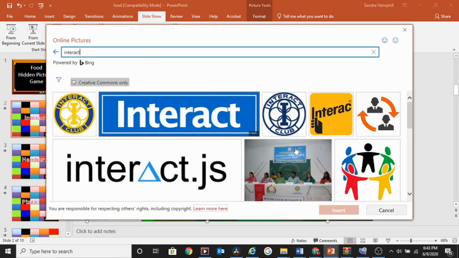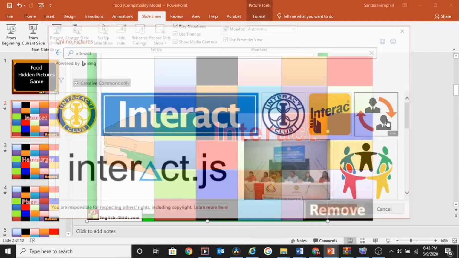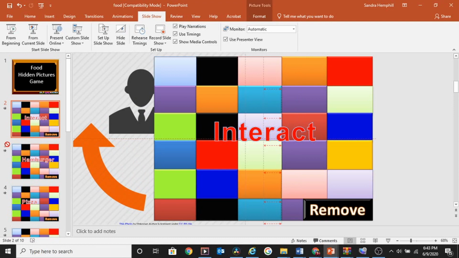It's really fun. You can use this as a review, or you can start it as a warm-up activity to introduce them to the set of vocabulary words or themes that you're going to be teaching that day.